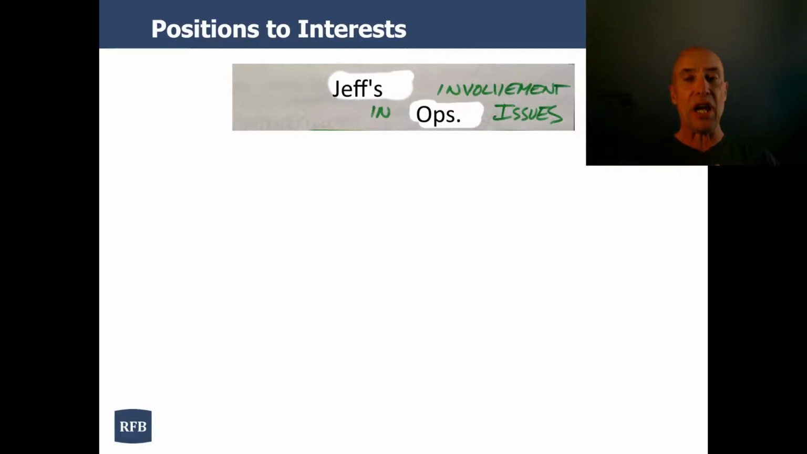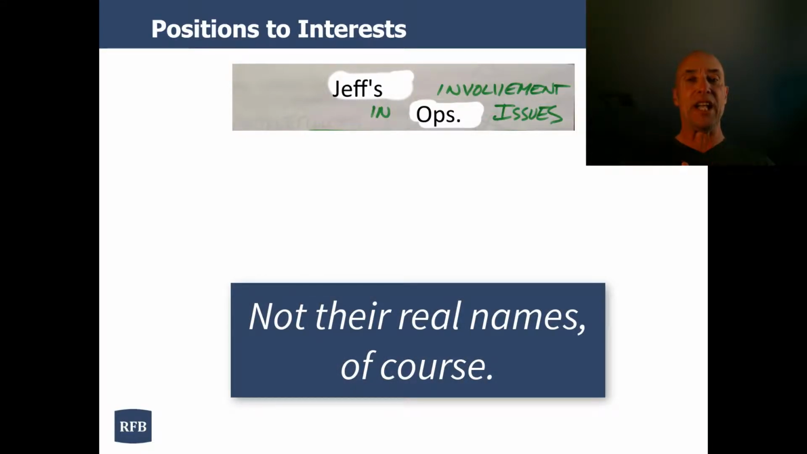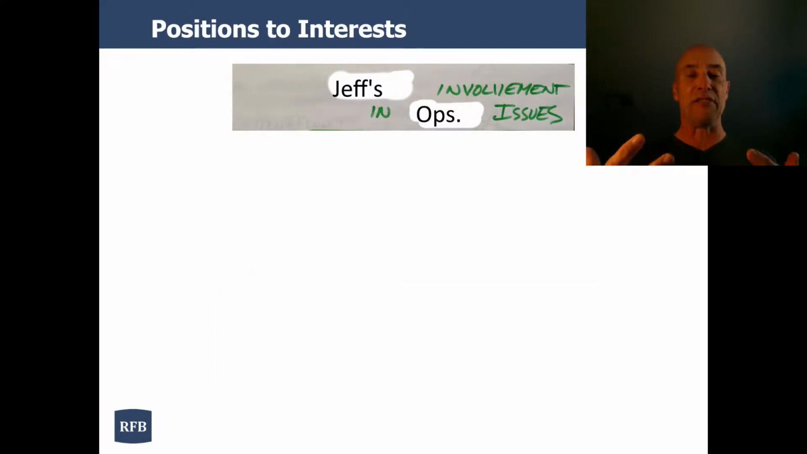And Mark and Jeff identified a conflict. That is, how much involvement should Jeff have in operational issues when that's really under Mark's purview? Now, when we started talking, I asked them, okay, so let's define the conflict in a way that is non-judgmental. And what you see on the screen there is their definition. This is what we're saying without saying who's right or who's wrong. What it's about is Jeff's involvement.